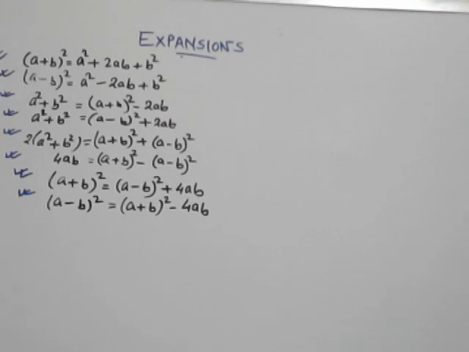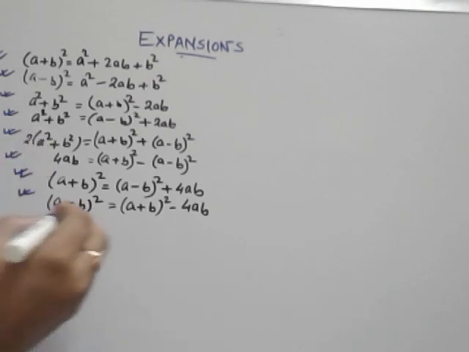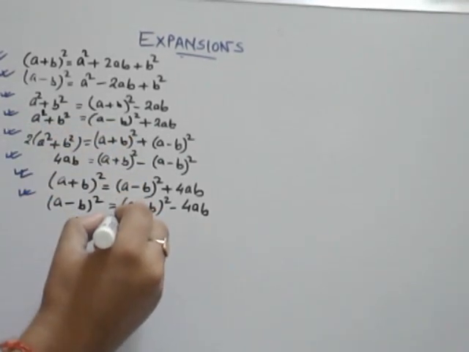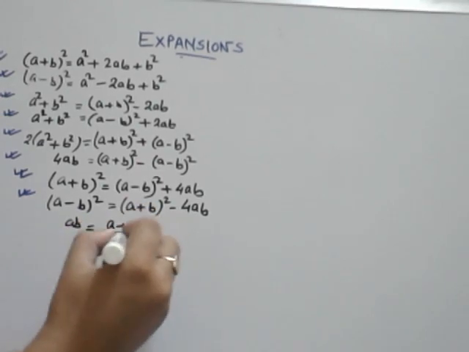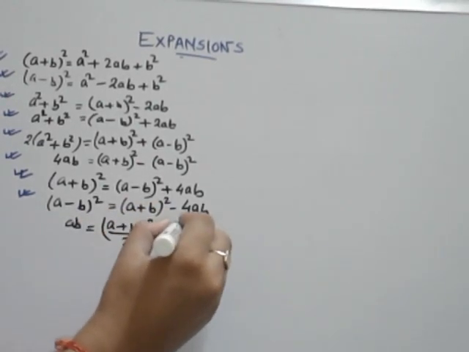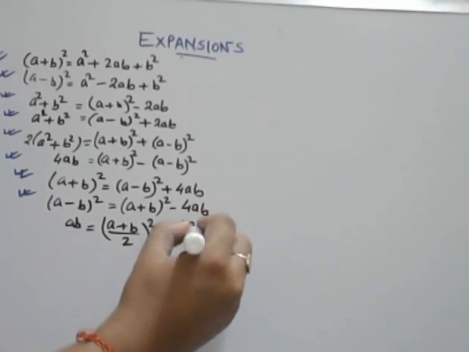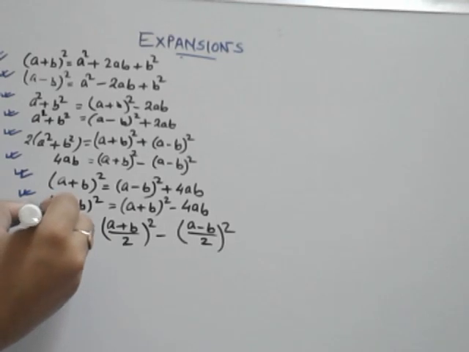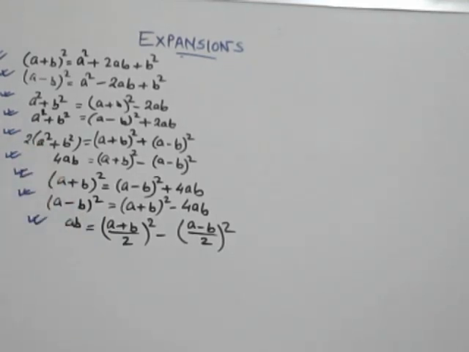Now again, we take this formula, that is 4ab. If we divide by 4 on both sides, what is the result? Here ab, divided by 4, that means ((a + b)/2)². Here also ((a − b)/2)². So another formula of ab, that is the product of two terms, is (a + b)²/4 − (a − b)²/4.